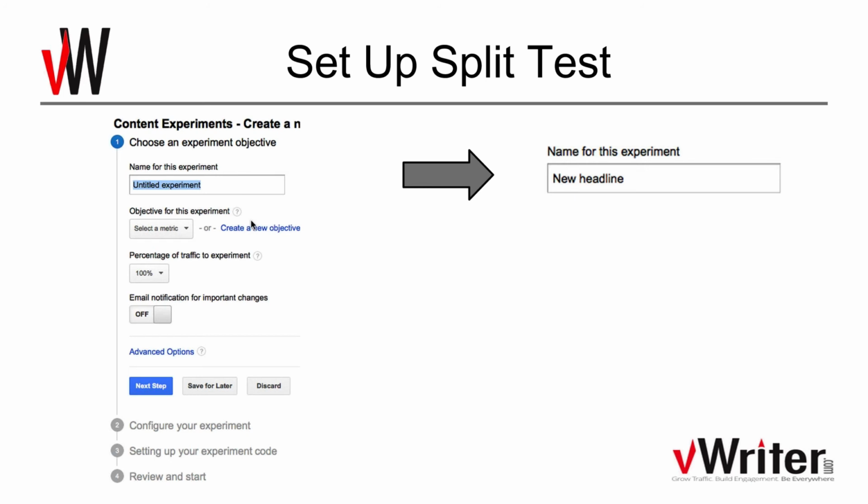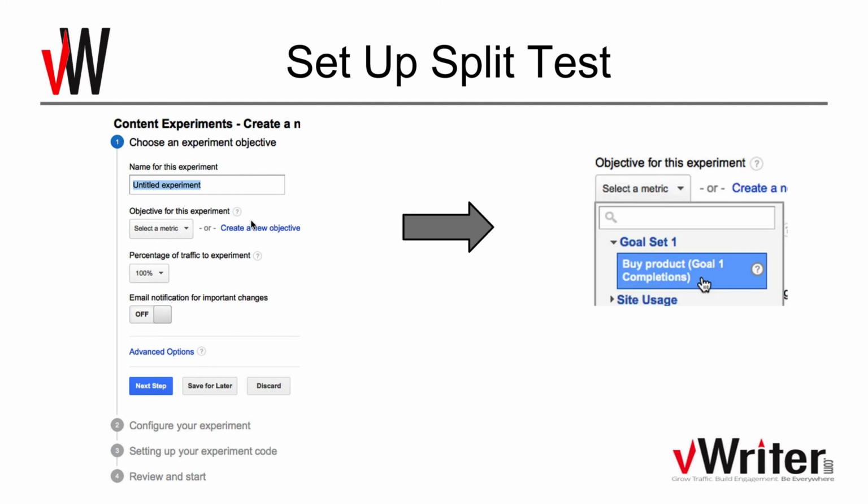So the name for the experiment is just for your own reference. So you could be testing a new headline. Just enter something that makes sense to you. The objective is where you will select the goal that you have set up within your account. You can actually create those goals here as well, but it's probably easier to set it up separately, as we have done before, as I've just been through with you. So just select the goal that you're looking for. It could be to buy something, could be to opt in, and so on.